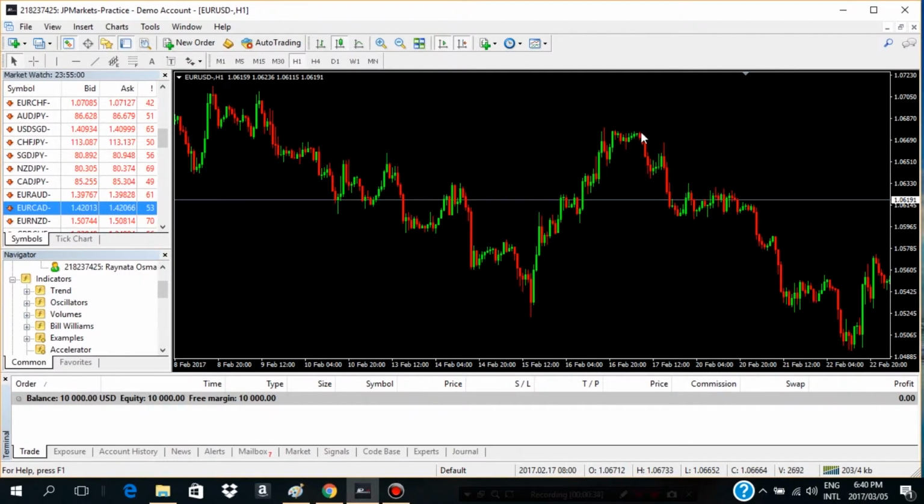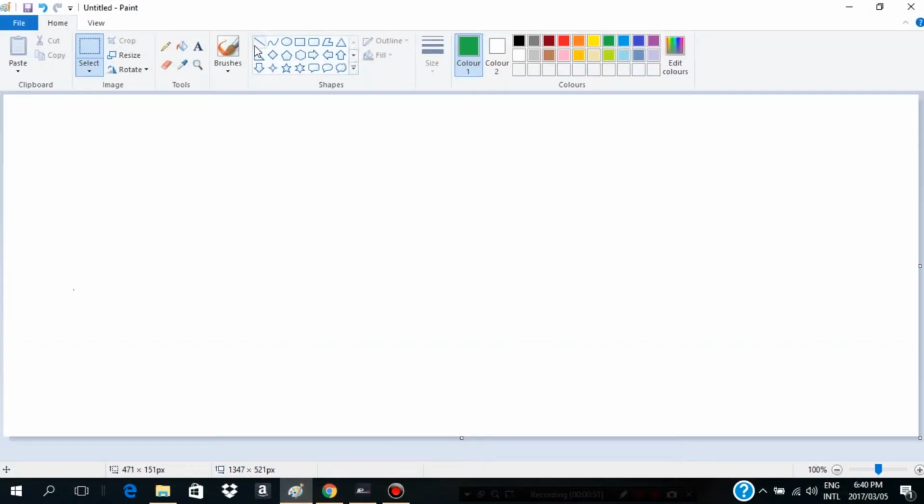Welcome to your class on double tops and bottoms. Let's get straight into the rules. Now, double tops and bottoms are formed when you find two peaks in the market.